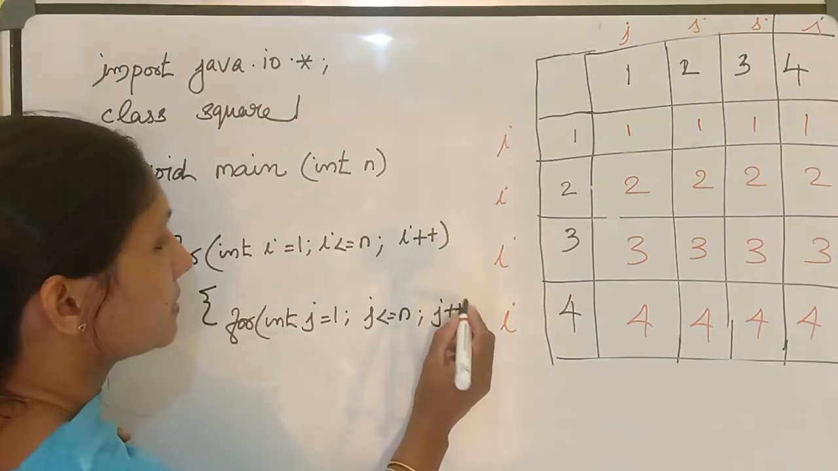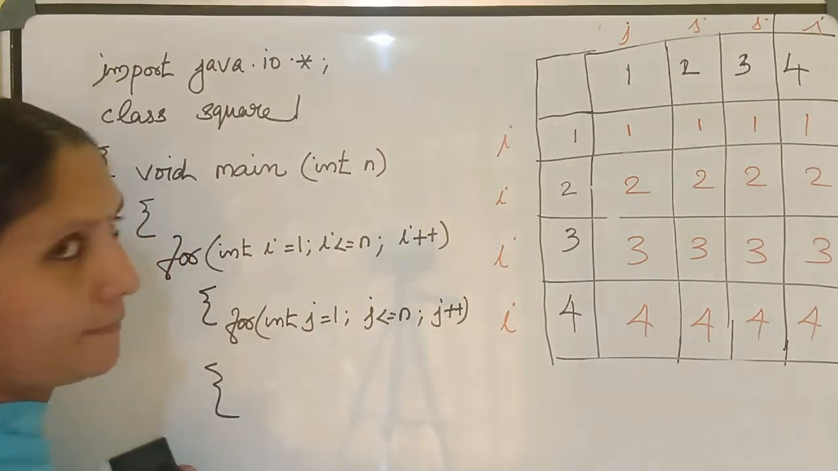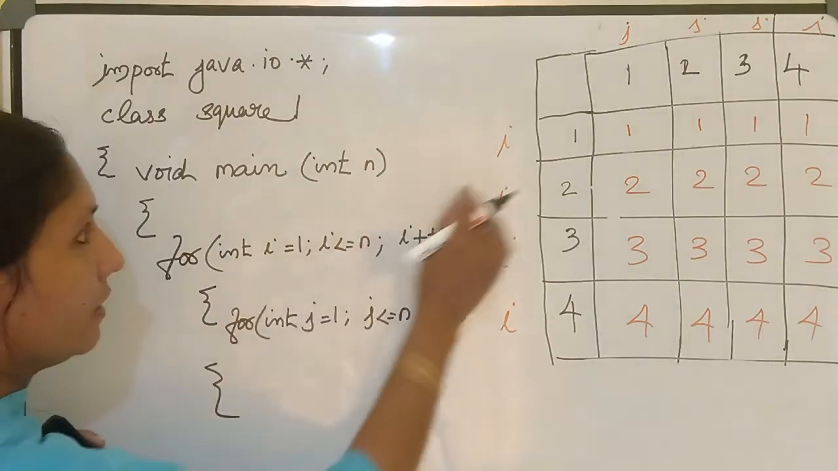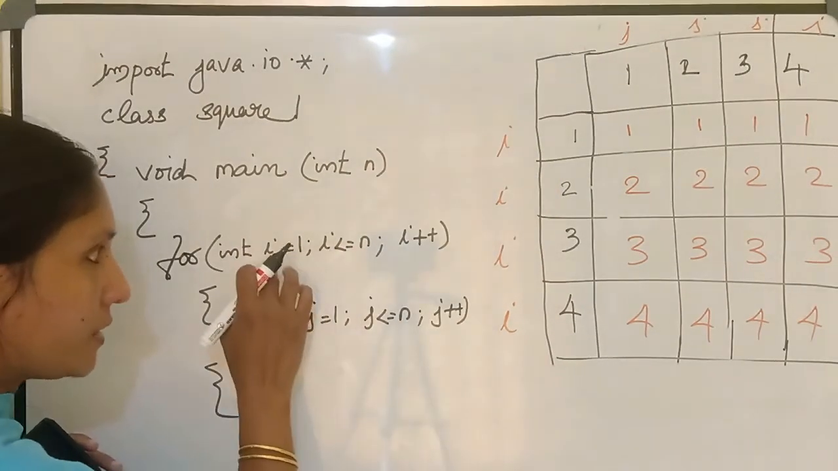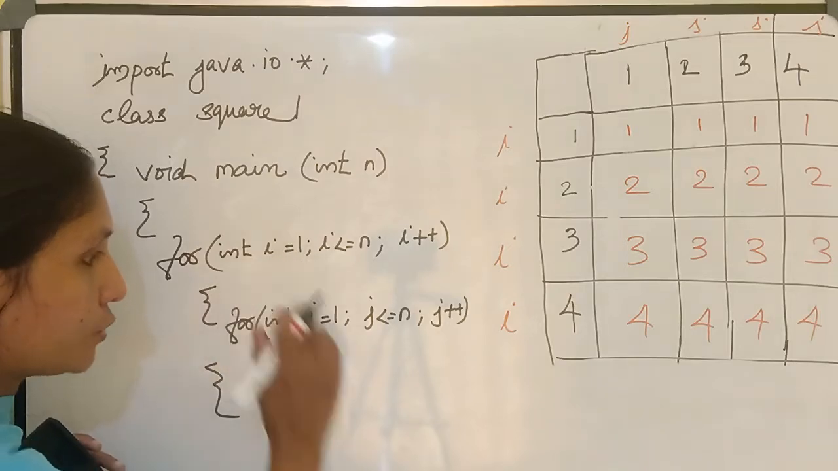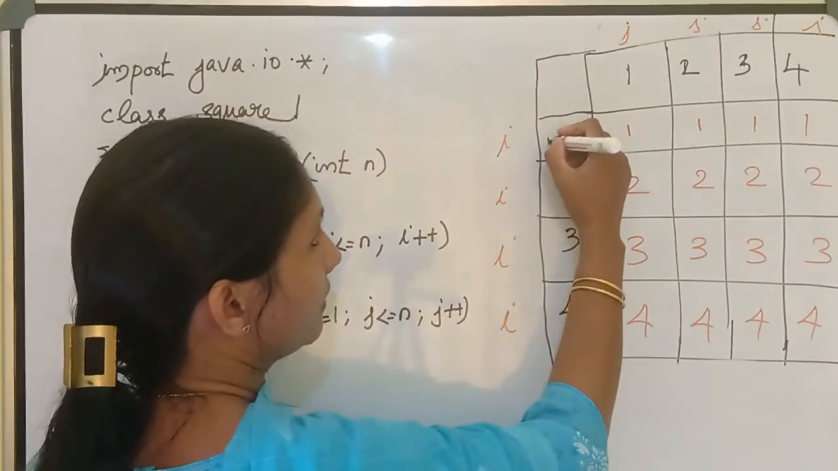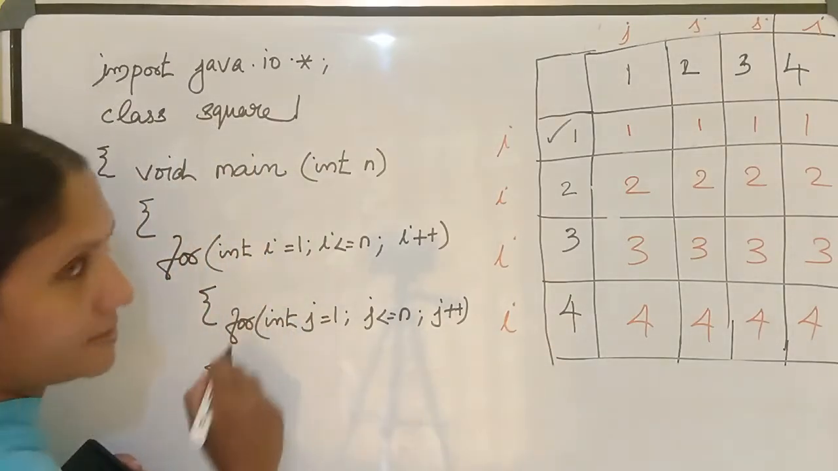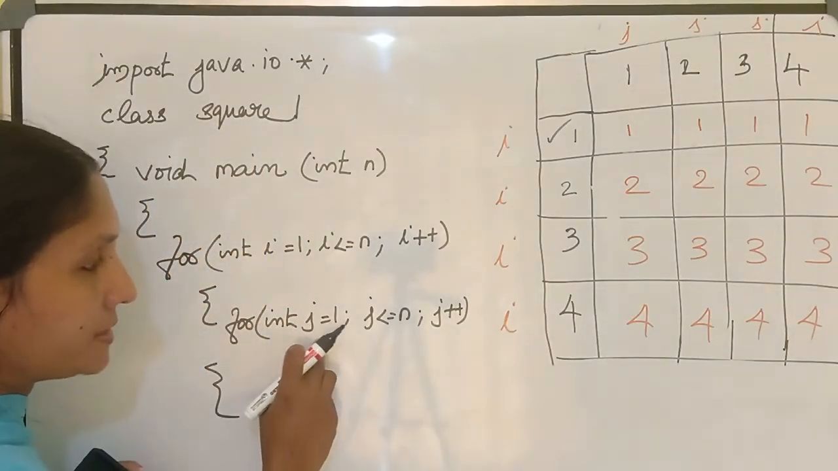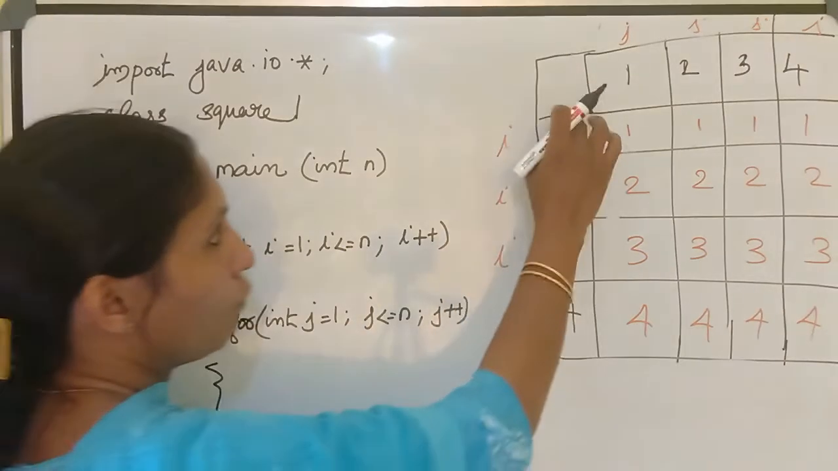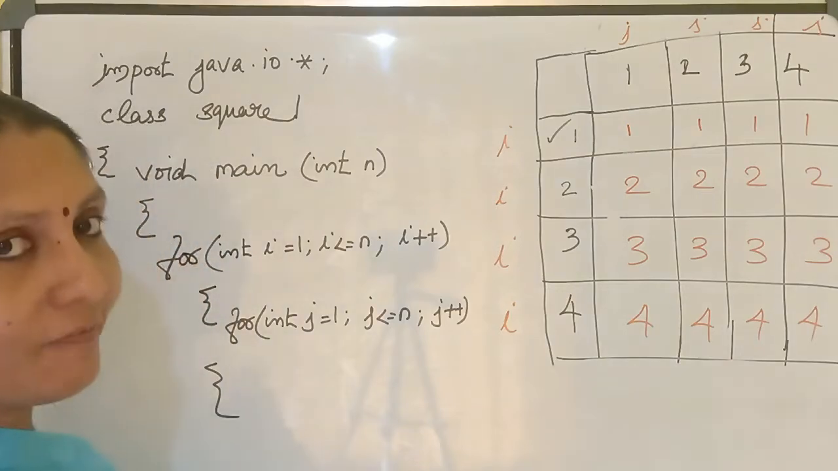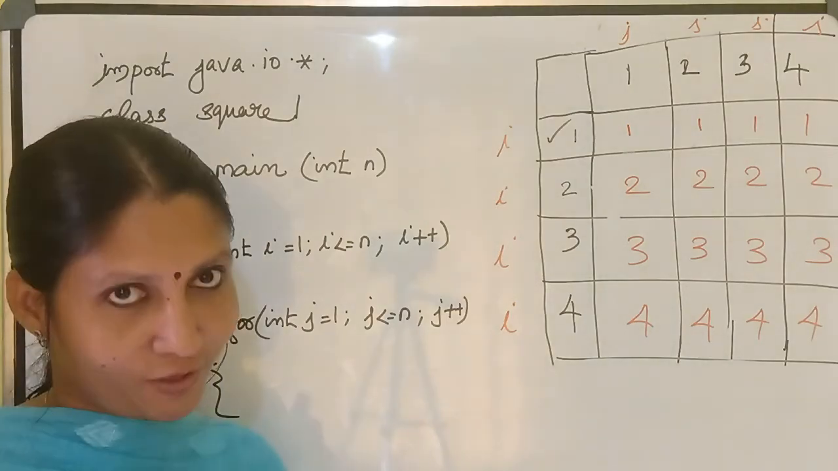j plus plus and open the curly bracket. Here, see how it will work. We know when the value of i, first it will take the initial value of i is equal to 1. That means it will take this value. And after that, it will go inside, the column number. That means j starts from 1. That means 1, 1. It will print which value? 1. Here we know the value of i is equal to 1.